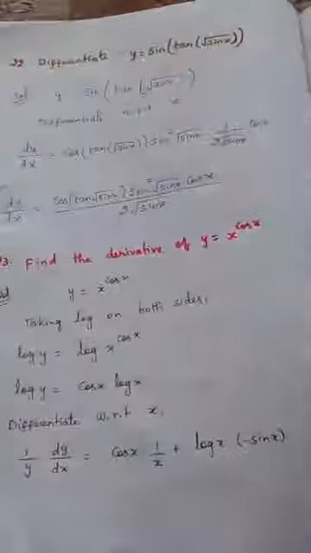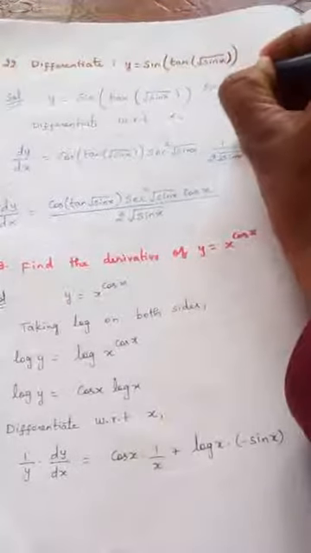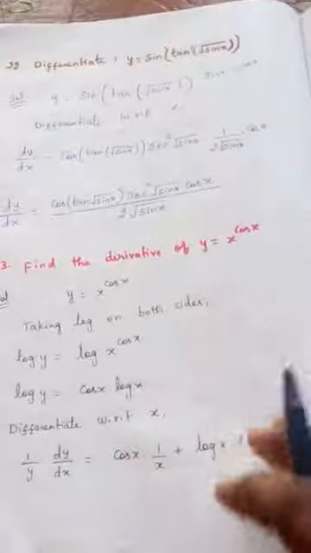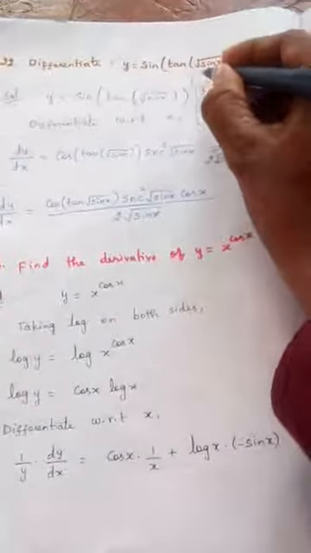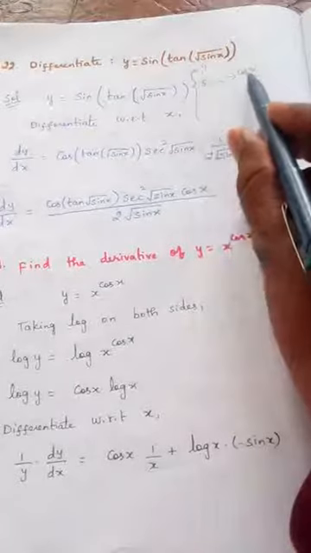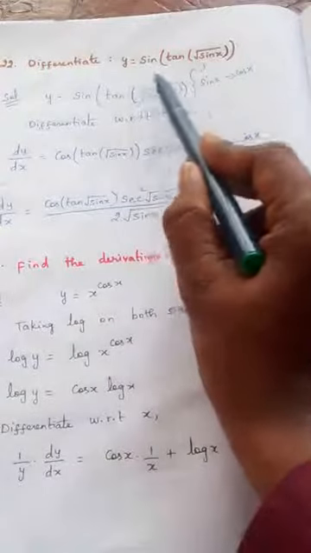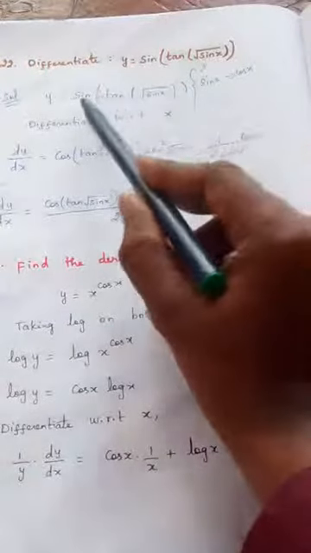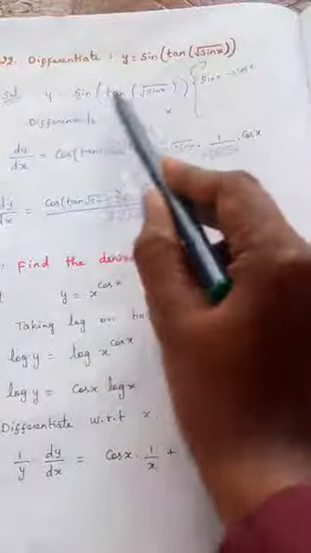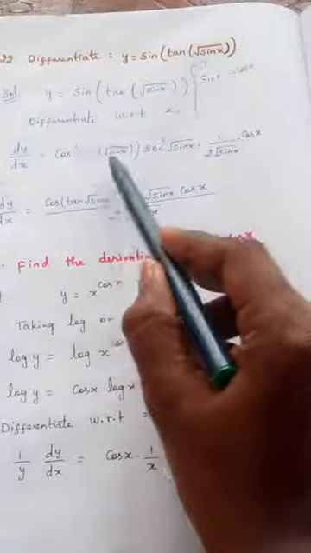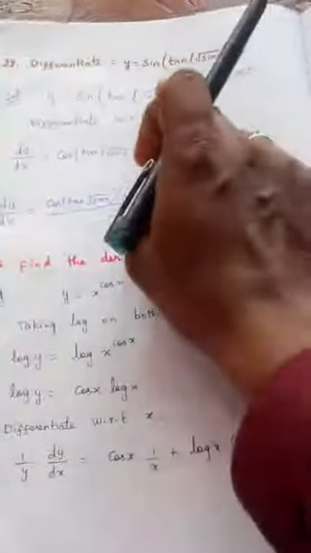So the first formula that we are going to apply is, when we differentiate sin x, the answer is cos x. This entire thing is considered as x. So what is the sin x formula? Cos x. So cos, this entire thing is x. So cos x, but we should not leave it as it is. In place of x, this is present.